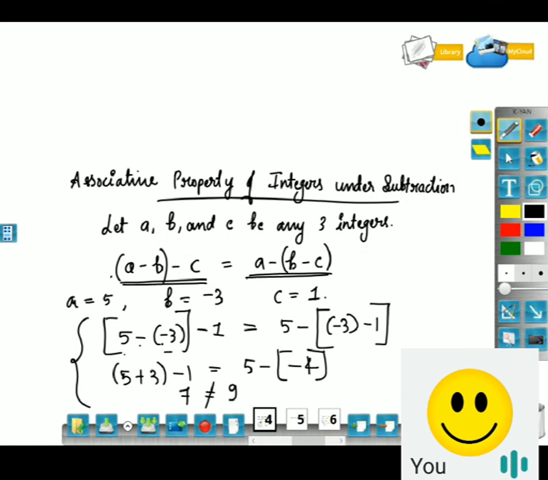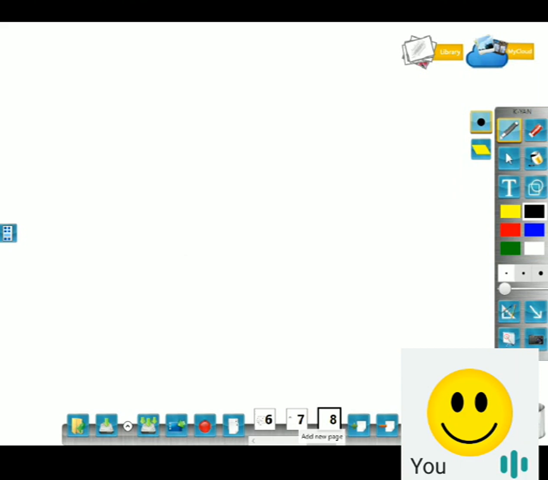Okay. So now let's move on to the next concept, that is multiplication. How many of you are aware of multiplying integers? Please type in the comment section.